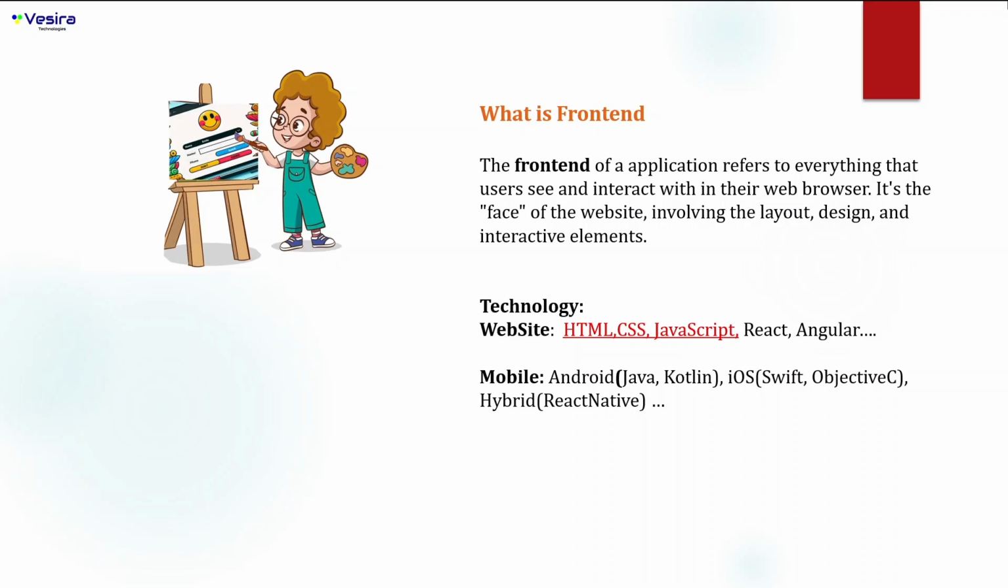So below are the technologies which you should learn to become a front-end developer. For the website, you must learn HTML, CSS and JavaScript. On top of this, you can learn either React or Angular. These two are just libraries. For mobile Android, you can learn Java or Kotlin. For iOS mobile, you can learn Swift or Objective-C. For hybrid, you can learn React Native. So let's get into the next one.